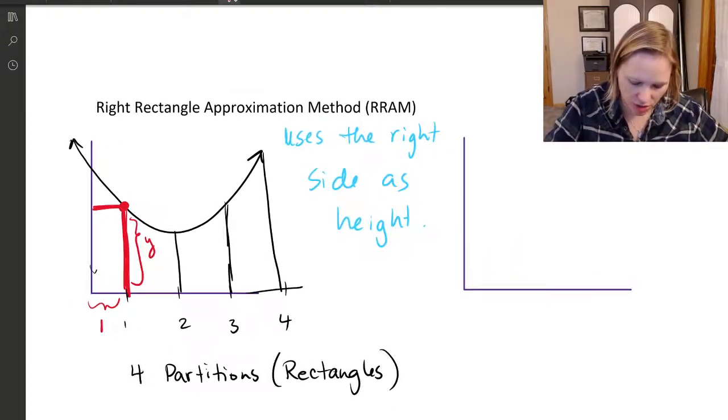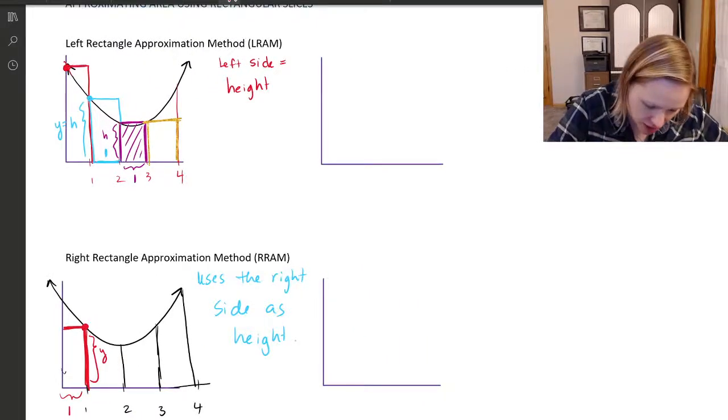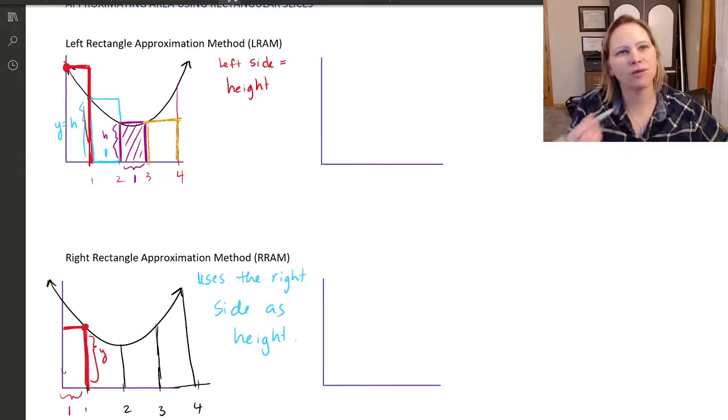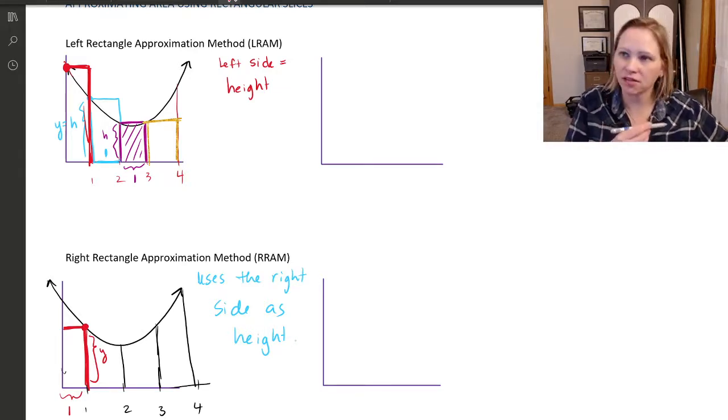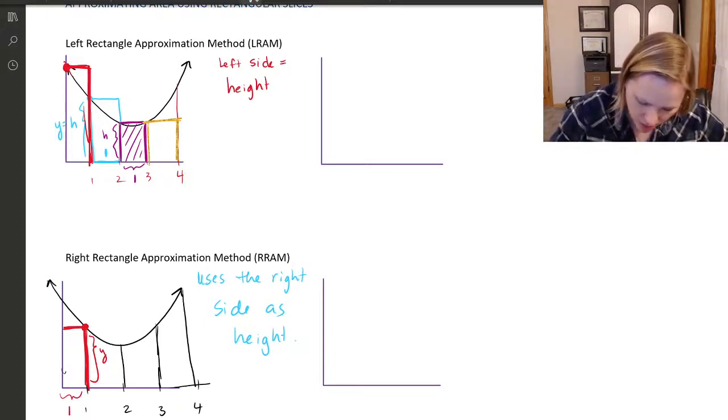So let me zoom out and show you the difference, because it's the same curve, but if you'll notice, LRAM has a taller rectangle because it uses the left side of the curve as its height. RRAM, it's the same partition, but we're drawing the top of the rectangle from the right. Okay, so are we going from the left or the right? That's the idea here, is when we draw our rectangles, that's how we do it.